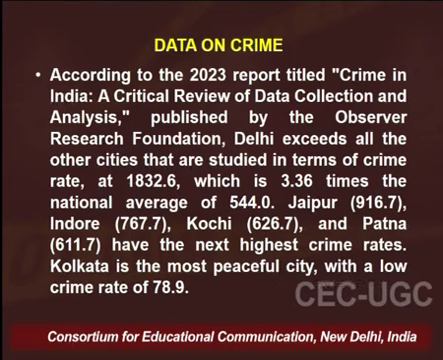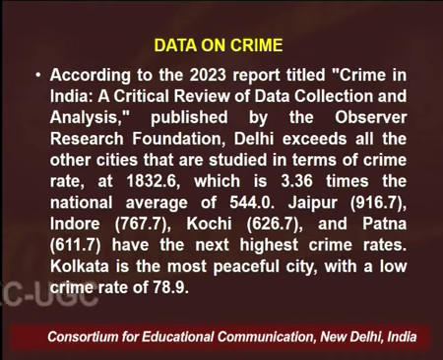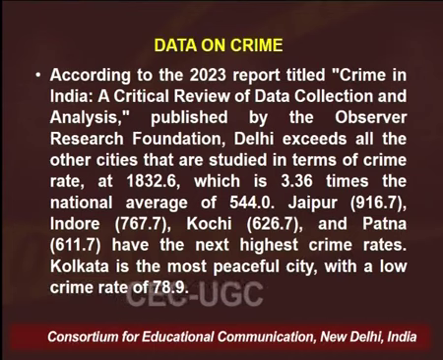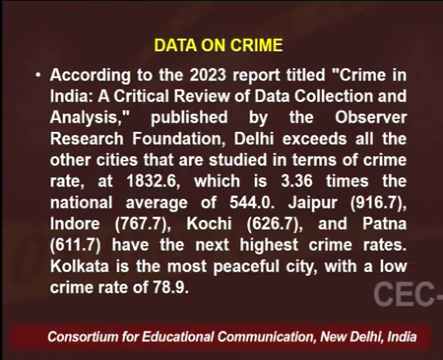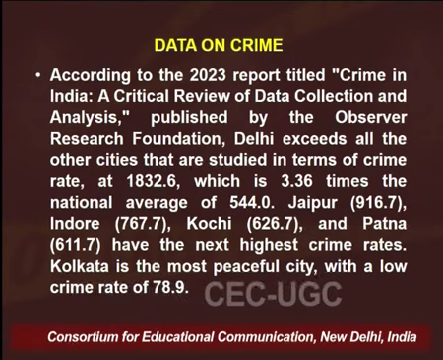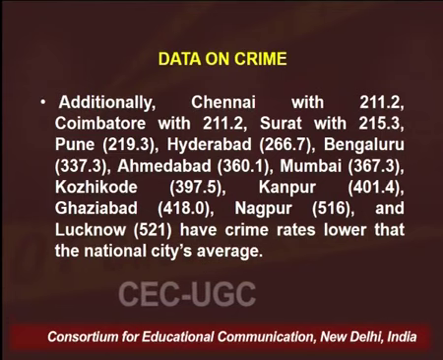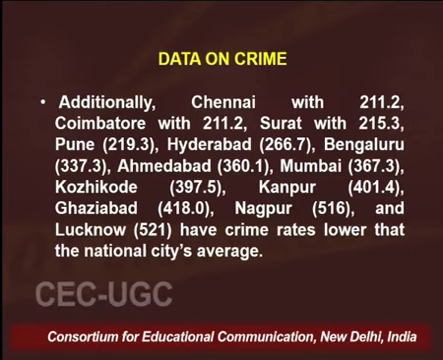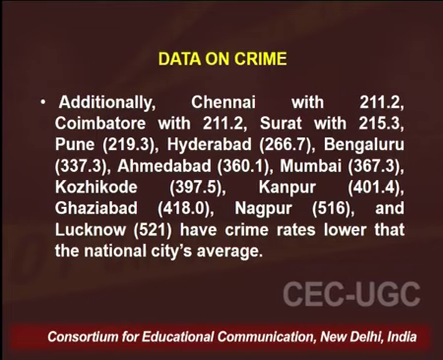According to the 2023 report titled Crime in India, a critical review of data collection and analysis, published by the Observer Research Foundation, Delhi exceeds all the other cities studied in terms of crime rate at 183.6, which is 3.36 times the national average of 54.5. Jaipur, Indore, Kochi, and Patna have the next highest crime rates. Kolkata is considered to be the most peaceful city with a low crime rate of 78.9. Additionally, Chennai, Coimbatore, Surat, Hyderabad, Bengaluru, Ahmedabad, Mumbai, Kanpur, Ghaziabad, Nagpur, and Lucknow also have crime rates lower than the national city average.